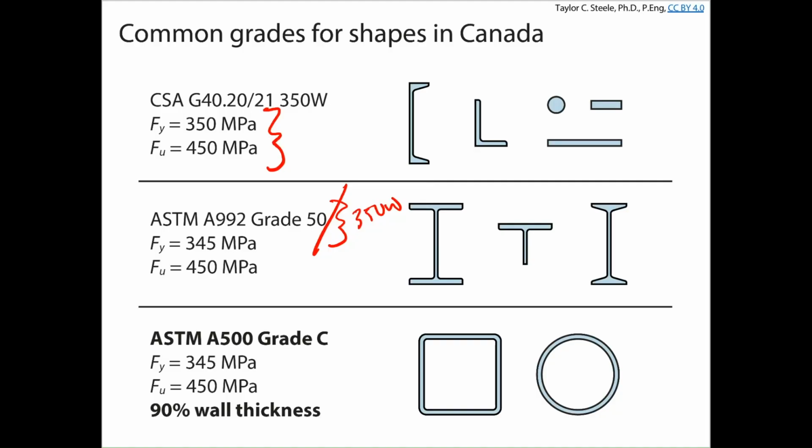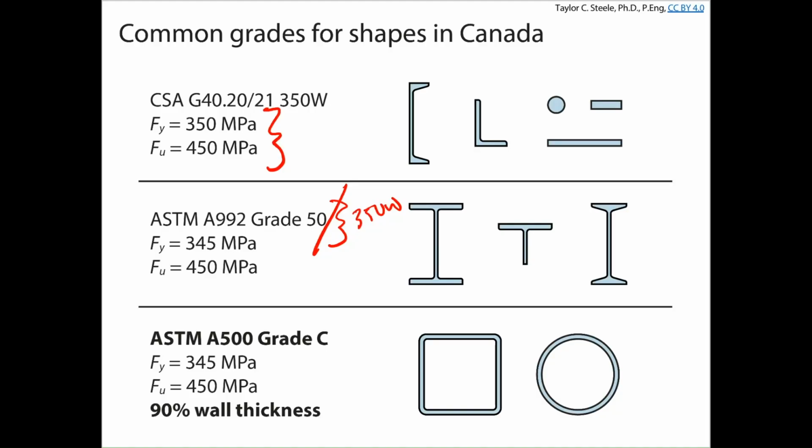So sometimes you'll see G40.20/21, 350W Class H, HSS, or Class C. It's the difference between not being annealed and being annealed. Most of the time, though, for design purposes, because we never really know where they're going to get the structural steel from, you can specify it as the engineer. You can say, I want G40.20/21, 350W Class H, HSS. That's your purview.